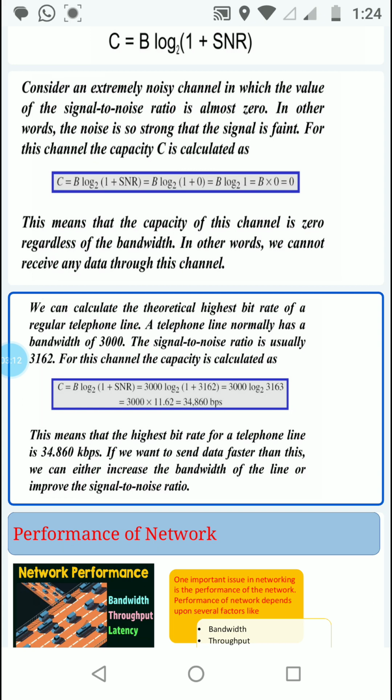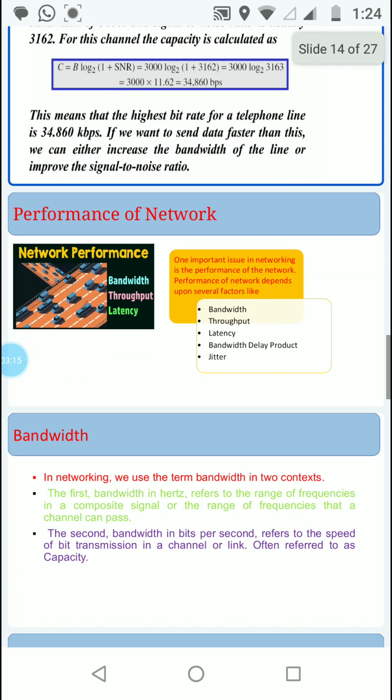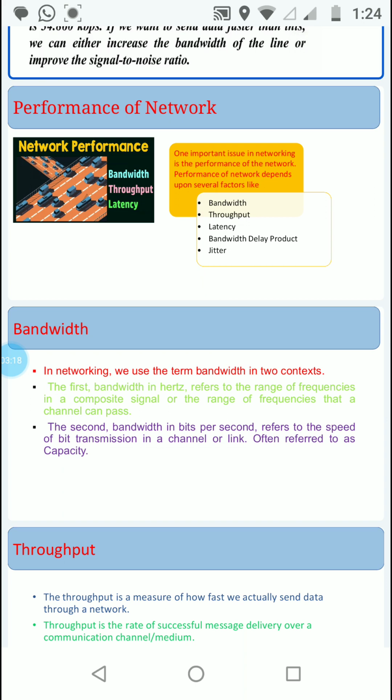The next important topic in this chapter is the performance of the network. Network performance depends upon several factors, as shown in the figure, that is bandwidth, throughput, latency, bandwidth-delay product, and jitter. We will see all the performance factors one by one.